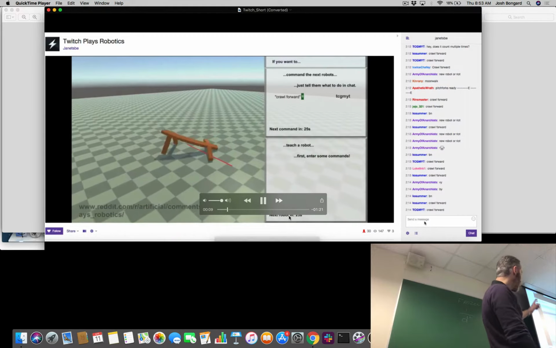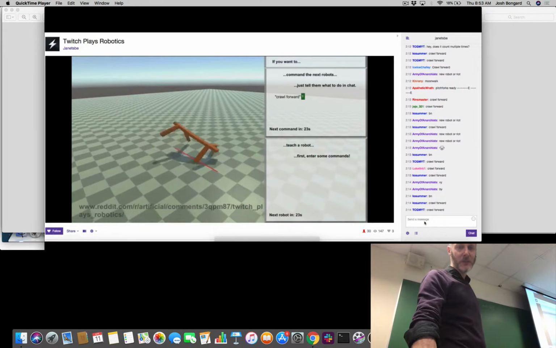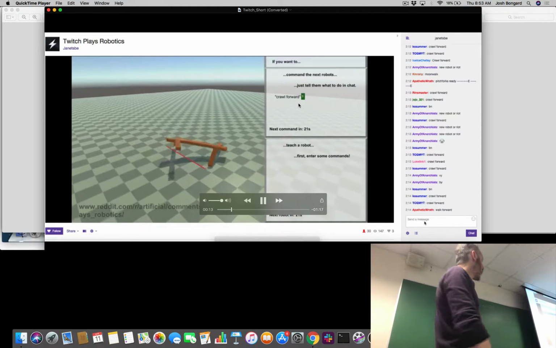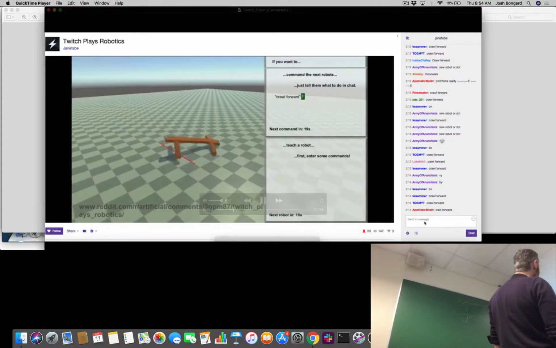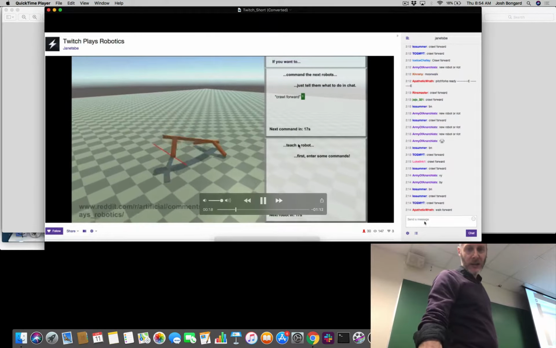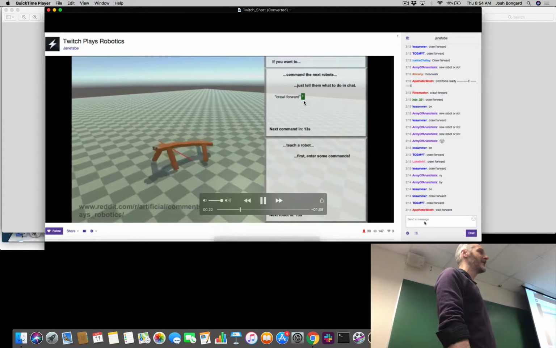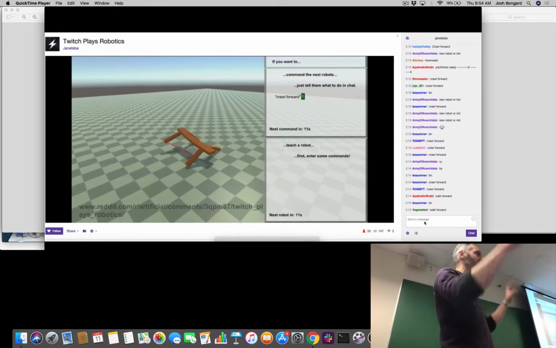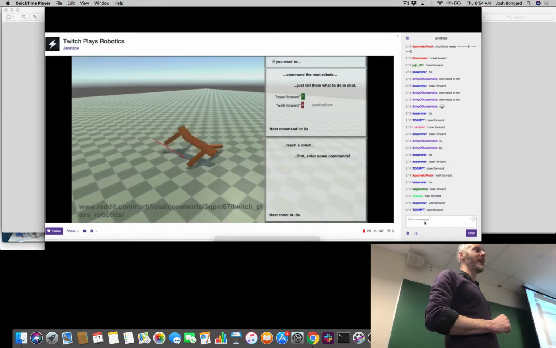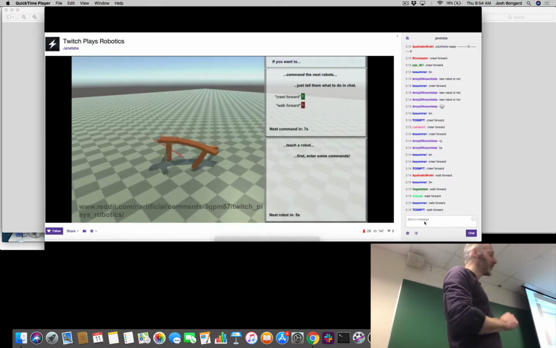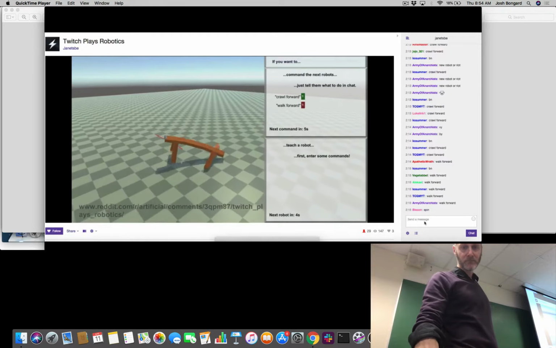We have the quadruped robot here. You can see people starting to vote for what they want to try and teach the robot. In 16 seconds' time, the most voted on command is going to be sent to the robots, and the robots are going to quote unquote hear the command. And we'll talk about how they hear commands in a moment.